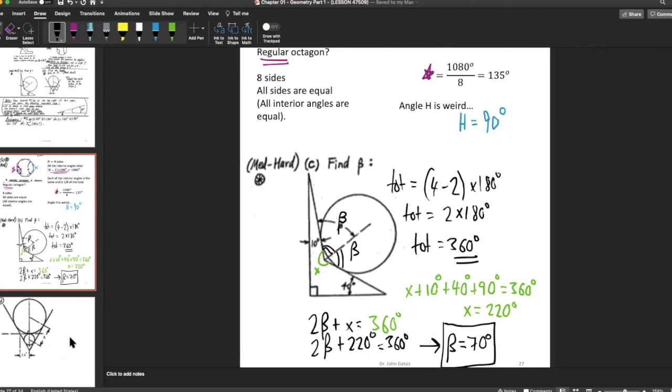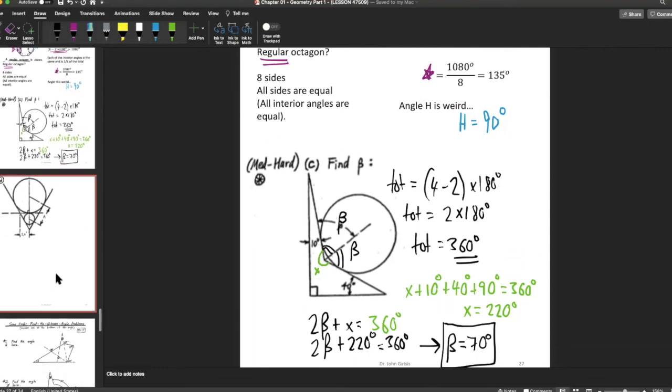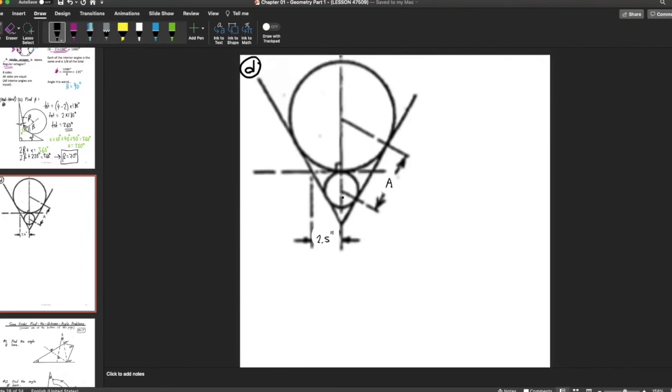And I'm sorry that we had those technical issues, but maybe another question here to make up for it, a little bonus question here, a little extra. In this case, we're trying to find the length here of A, and all we're given is a length from here to here of 2.5 inches. So the question is, how the heck do you get A?